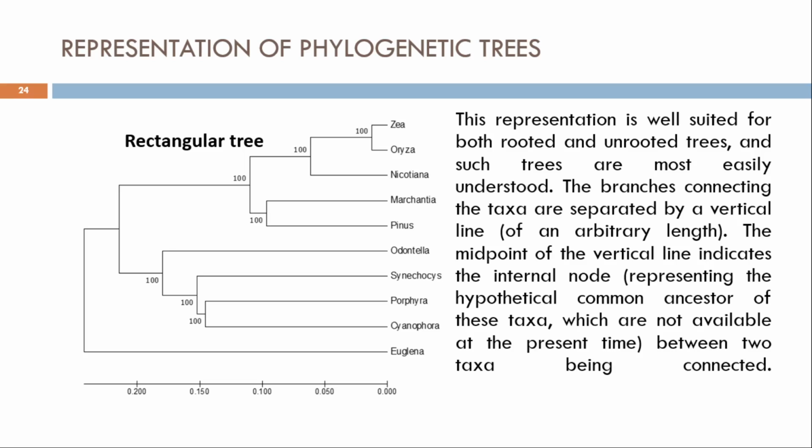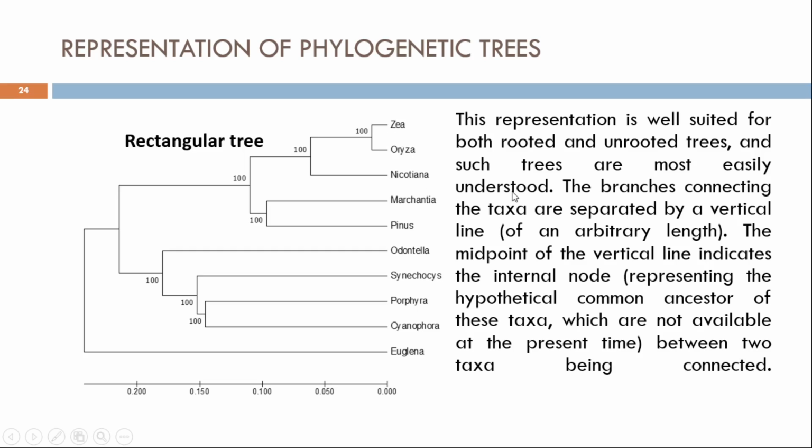What are the different representations of the phylogenetic tree? You will find several types of phylogenetic trees in research papers or in books. So what are the different names of these phylogenetic trees? If you find this type of tree, it is known as a rectangular tree. What about the rectangular tree? This representation is well suited for both rooted and unrooted trees. I will discuss what rooted and unrooted trees are all about. Such trees are most easily understood, very easy to understand. The branches connecting the taxa are separated by a vertical line. See, this is maize, Zea mays, and Oryza sativa. So one taxon is Zea, and Oryza is another taxon.